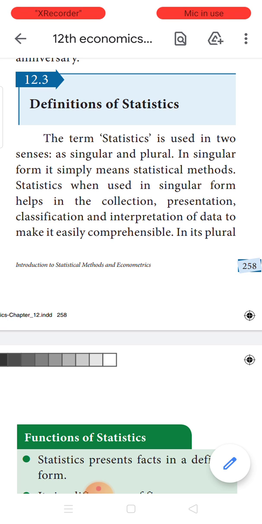Statistics means the statistical methods. And when statistics is used in singular form, it helps in the collection of data and presenting the data in the required format. The collected data should be classified under different headings, and the presented data should be interpreted and understood, for what reason? To take comprehensive decisions. For this reason only statistics is being used.